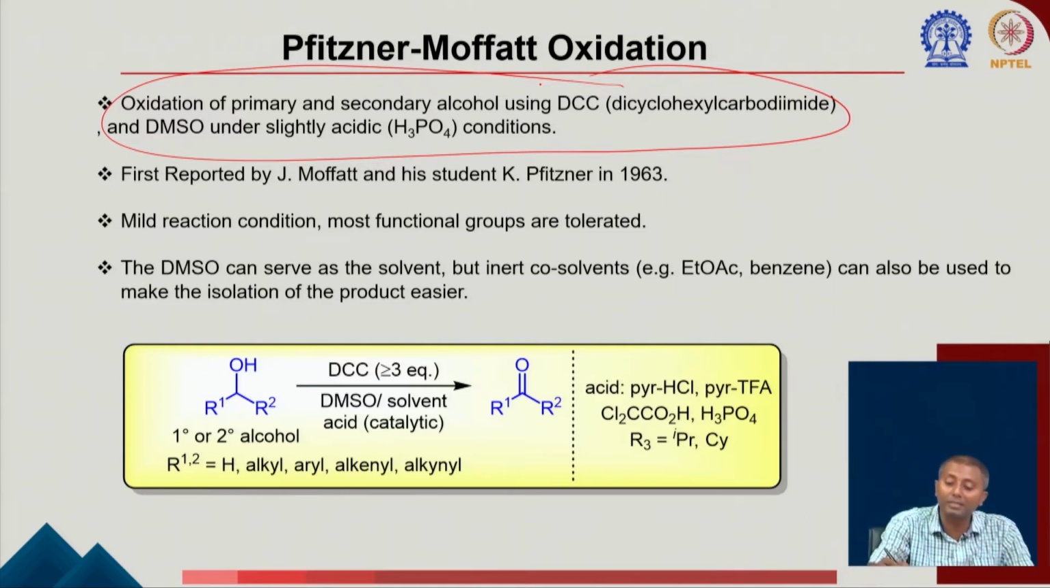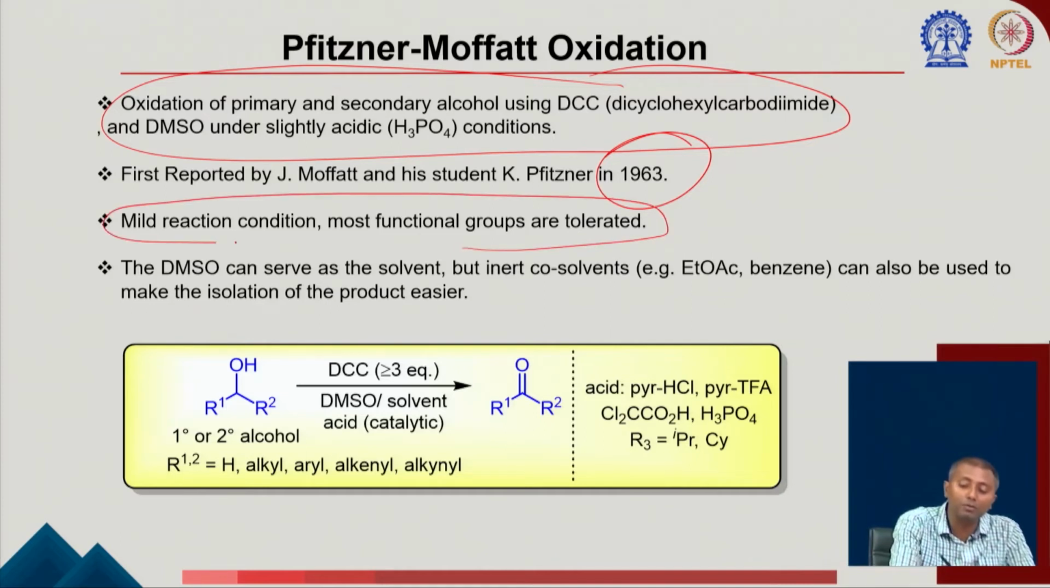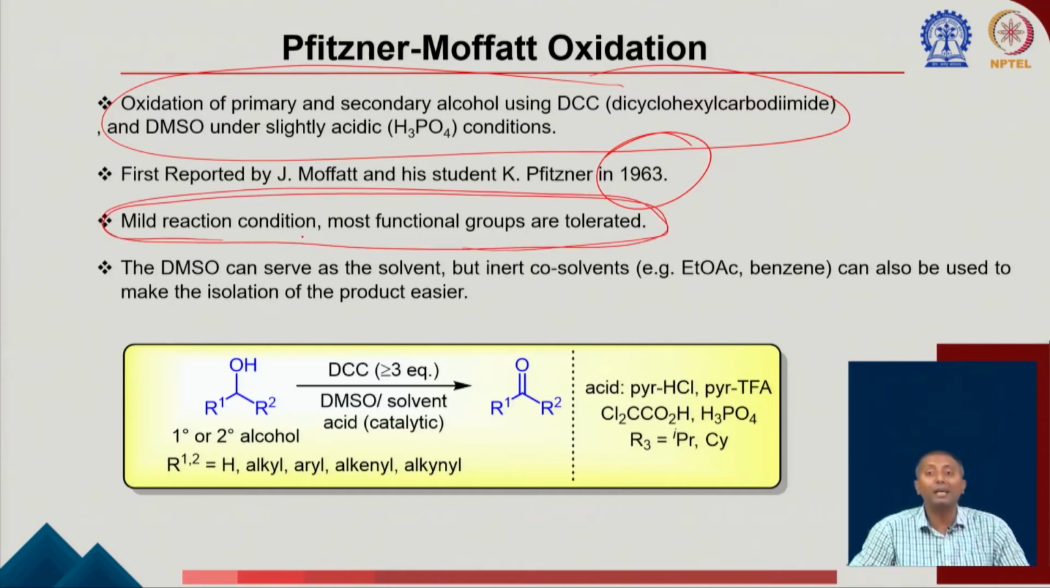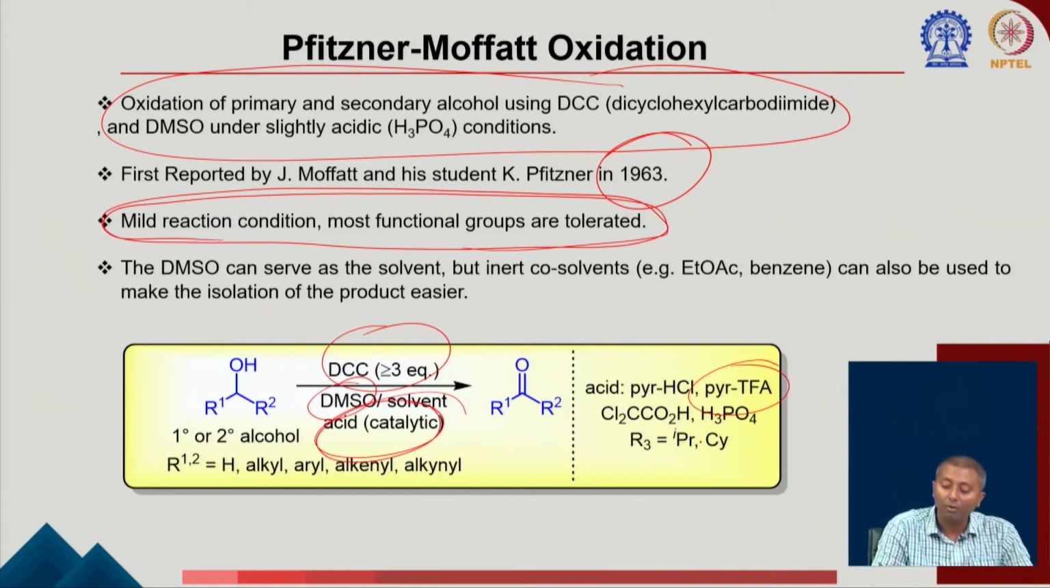So this was discovered in 1963 by Moffatt and Pfitzner. So it's a mild reaction condition, and the most important thing, most functional groups are tolerated. The reactions don't have a very strong base or a very strong acidic condition, which you must have seen with some chromium based oxidizing agents. So here using just simple DCC, which is a neutral reagent, and using DMSO with a catalytic amount of acid. Okay, it could be pyridine HCl or pyridine TFA or H3PO4. Using a catalytic amount of acid, you can convert the corresponding primary or secondary alcohol to the corresponding carbonyl group.